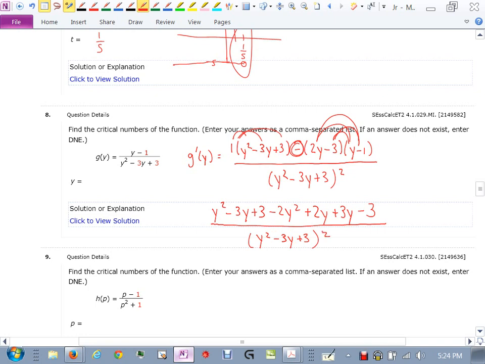Things on top clean up. Let's see, we have y squared. Oh wait, y squared, negative y squared on top. That's these two. And how many y's do we have? These y's cancel, so plus 2y. And then these 3's cancel.